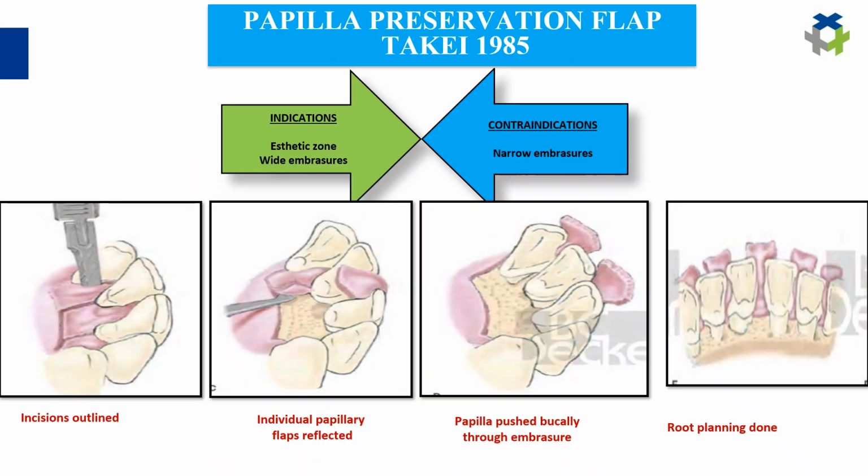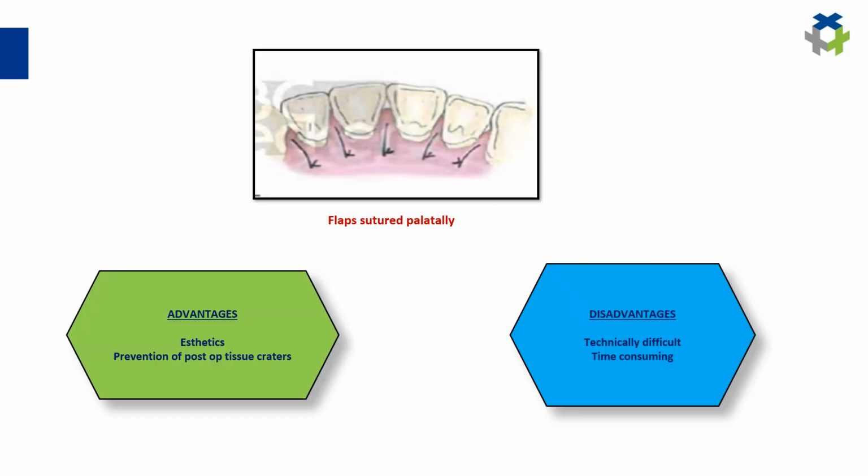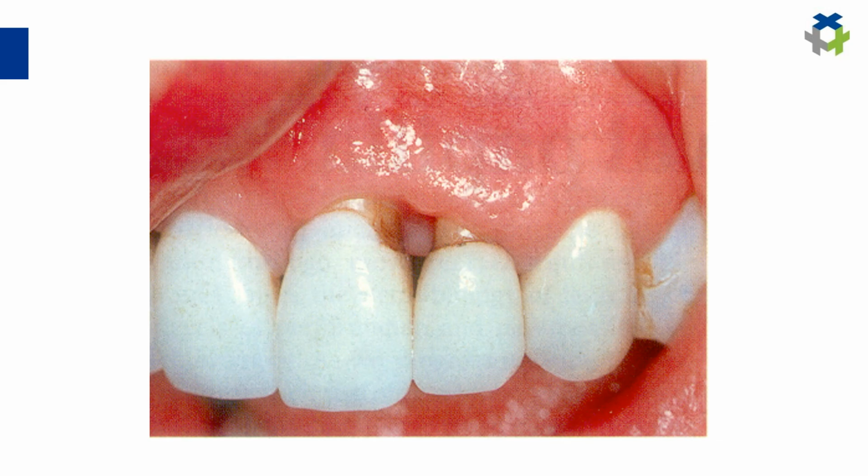So this is the papilla. See, the incisions are placed on the outline. Individual papillary flaps are reflected. The papilla is pushed buccally through embrasures. Root planing is done. And the flaps are sutured palatally. So advantages are aesthetics, prevention of post-operative tissue craters, and disadvantages, technically difficult and it is time consuming.